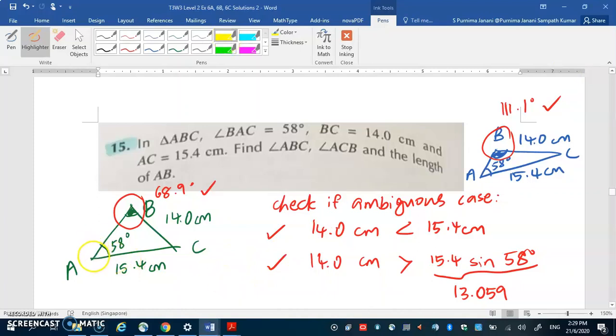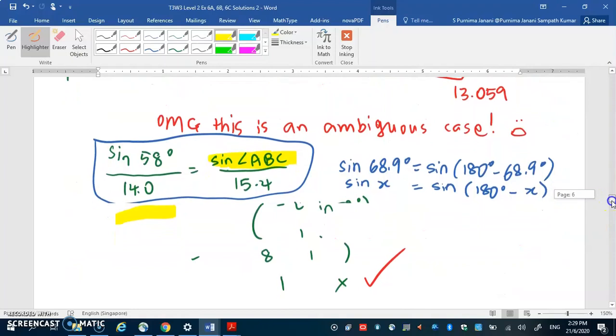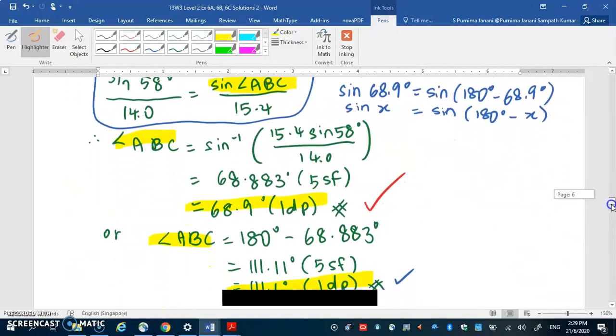Okay, so side AB, when it's super short, will lead to an obtuse angle being formed for ABC. But side AB, if it's longer, then perhaps angle ABC will be acute. Because side AB is not fixed, and we only have the other two lengths and this random angle here, which is opposite one of the sides, this will lead us to two different cases. Okay, so that's why you find the two different answers, 68.9 as well as 111.1.